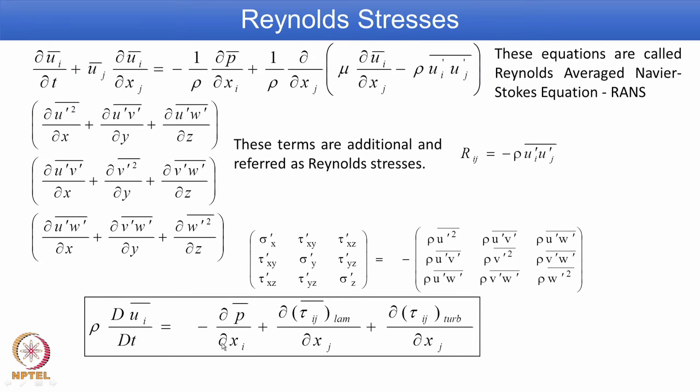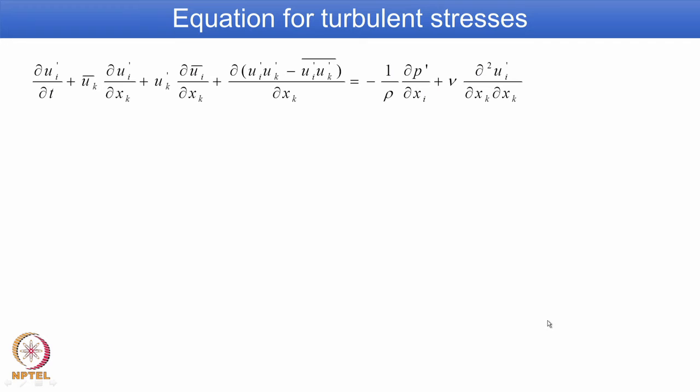On the right hand side, we have the pressure derivative term. The second term, based on laminar viscosity, is written as the laminar stress, and the third term, based on turbulent stress, is written here as the turbulent stress. Now, the question is whether it is possible to get an equation for the stresses, because we mentioned in the closure problem that we have 10 unknowns now, but only 4 equations.